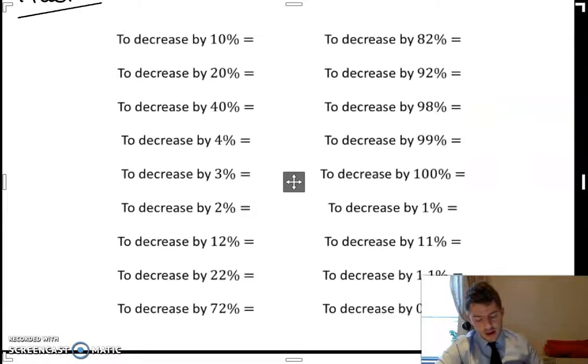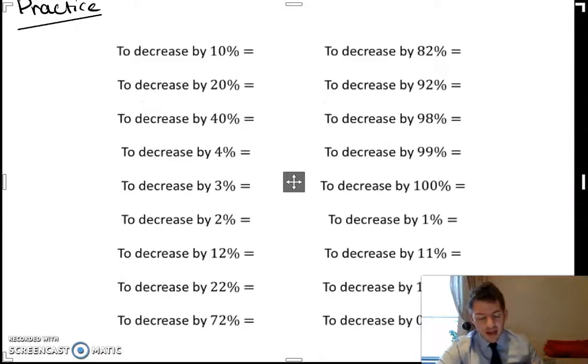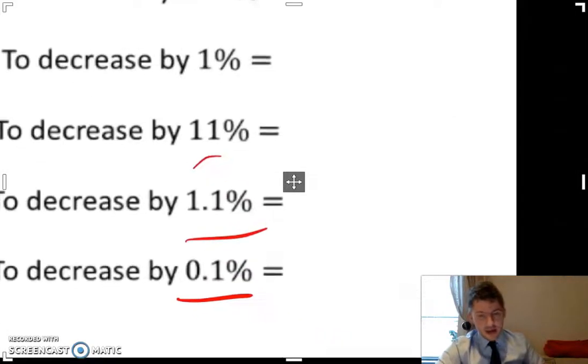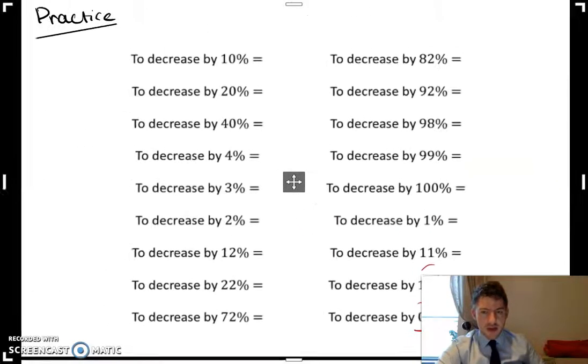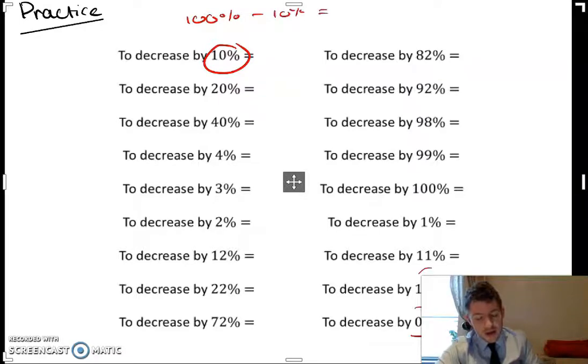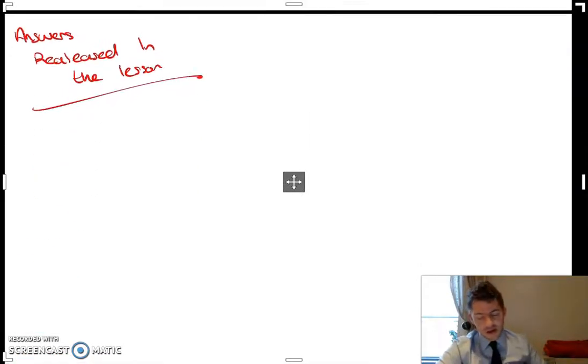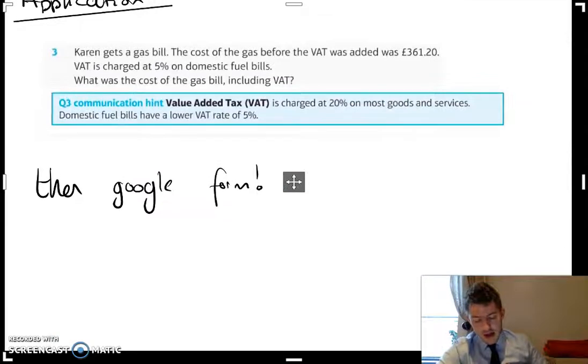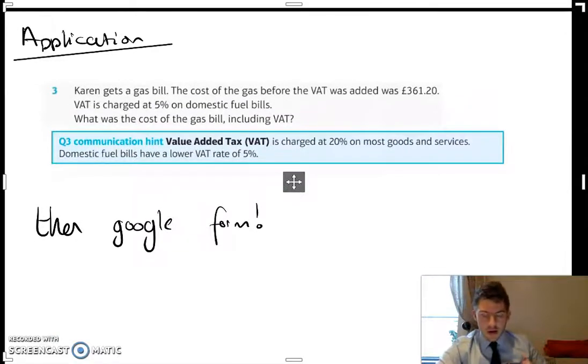Same thing again. You should fly through these. I reckon 20 seconds, maybe 30 per question. You'll get comfortable with it. And again, use a calculator for these tricky ones at the end. Remember, we're dividing them by 100. But first, when we decrease, take it away from 100. So for the first one, I'll help you out. 100% take away 10% equals 90%. So therefore, the multiplier will be times 0.9. Okay, I'm going to release the answer soon. I can't give you everything. And then you can do an application in your book.